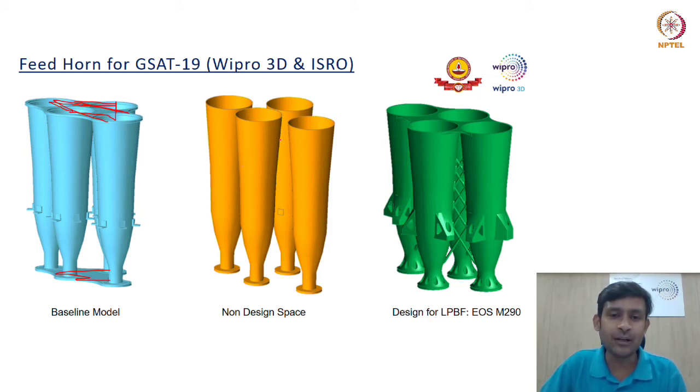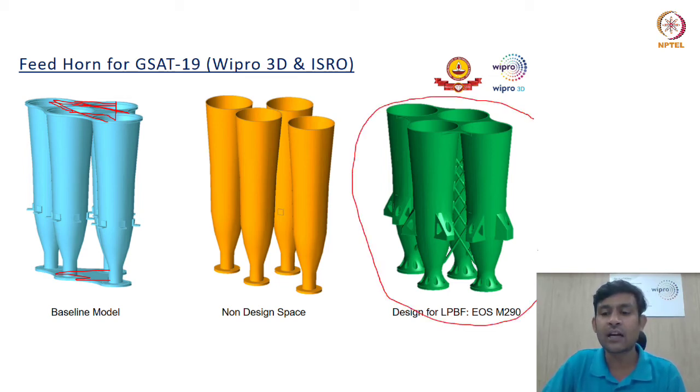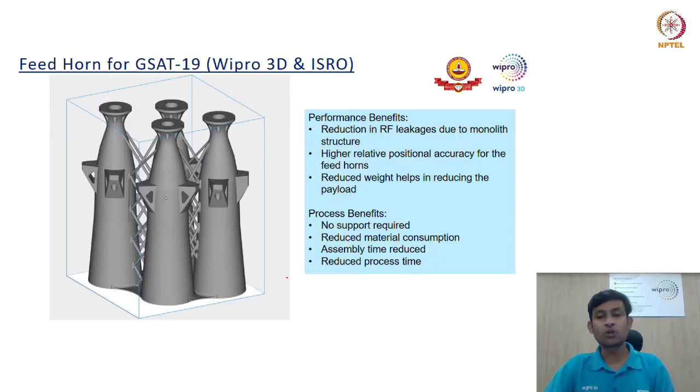When we manipulated the non-design space and tried to solve all the problems, the first one was to give stiffness, the second one was to make self-supporting structures, and the third one was to do part consolidation and remove all the joints. We were able to do all this, and this is the result of that design. This design was produced with zero support structures. There was not a single welded joint. Hence, there was a tremendous reduction in the RF leakages due to the monolith structure that we produced.